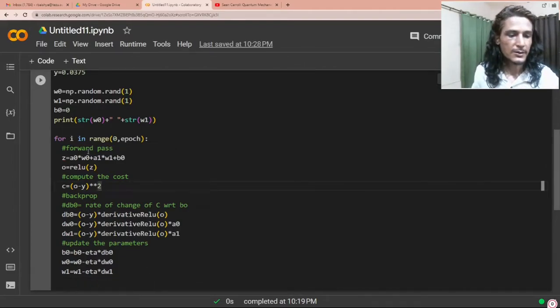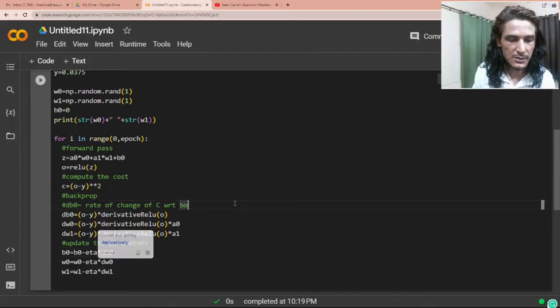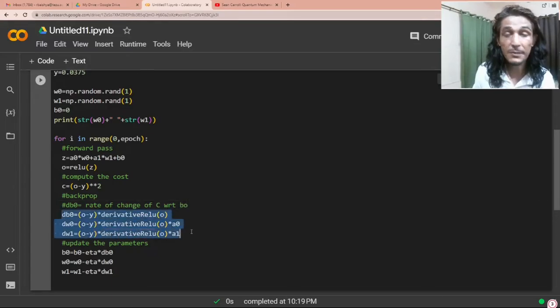Okay, done. Now from 0 to epoch, we compute z, we compute the output, we compute the cost. We see this cost, it is for us only so that we can see the cost, and then we update these weights and biases. We compute the derivative of those 3 parameters, and then we update those 3 parameters, and we repeat this process.